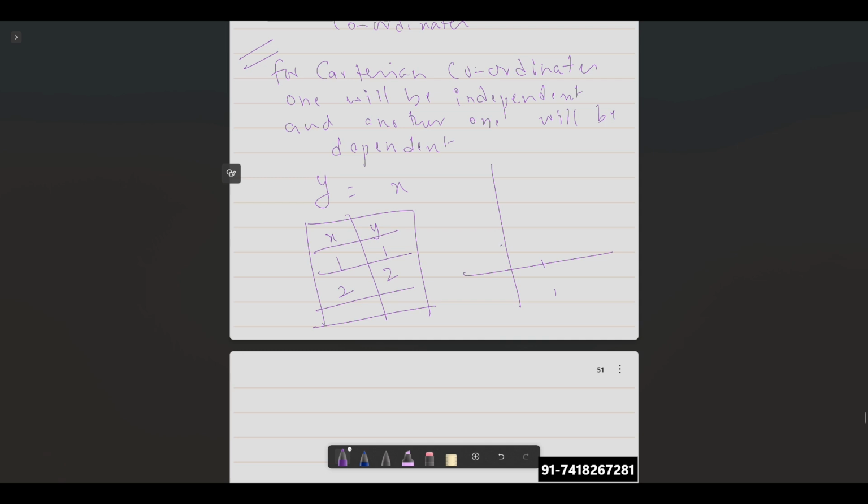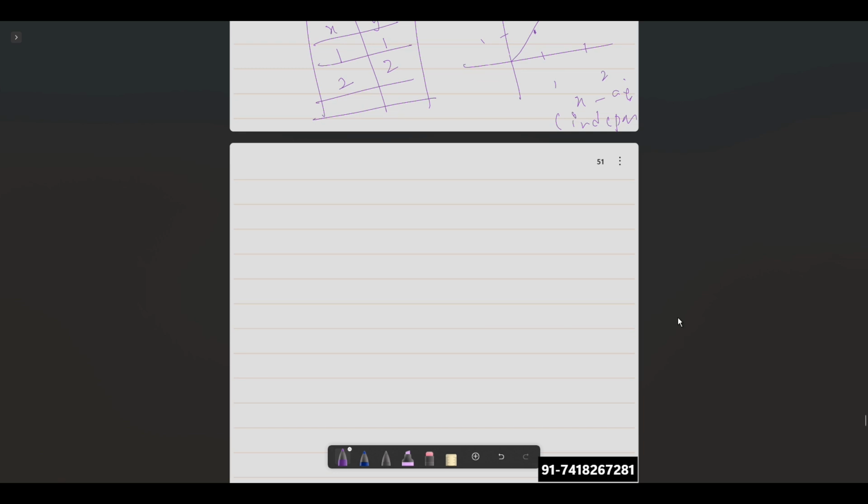So this 1 comma 1 is like this, 2 comma 2 like this. So this x axis will be independent and this axis will be dependent. That means whatever x you give, the y will take accordingly. Combine all these points together and you'll get a graph. This is what the Cartesian form is. For the parametric form, we'll explain that.